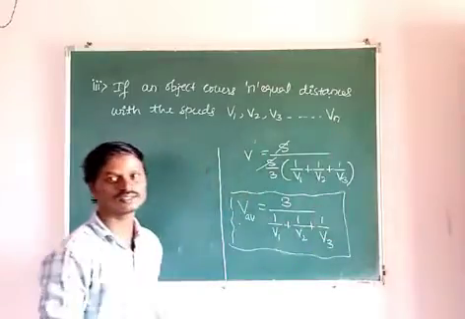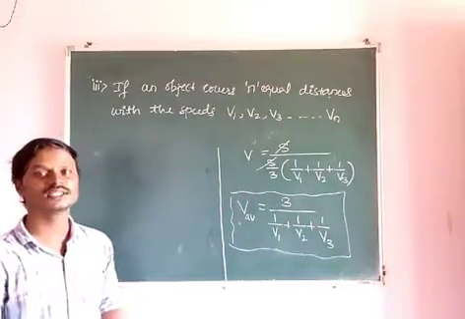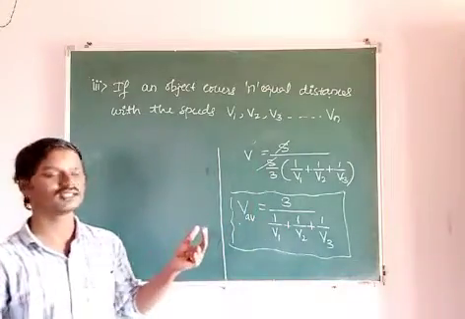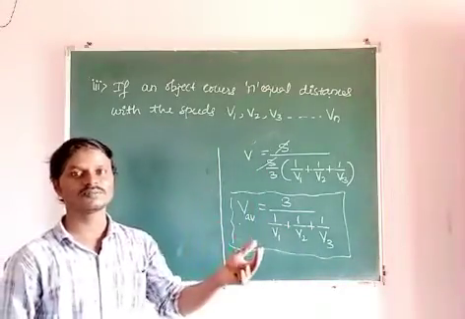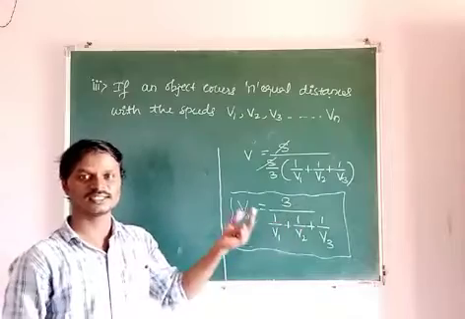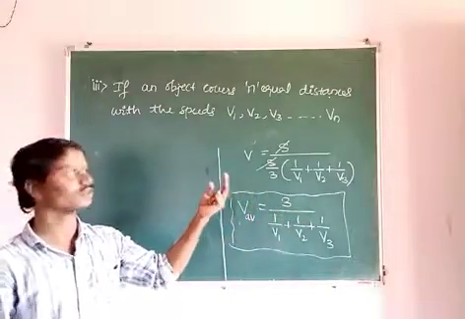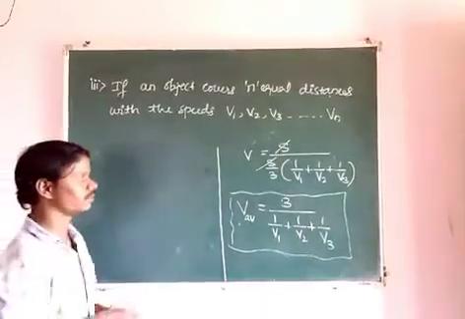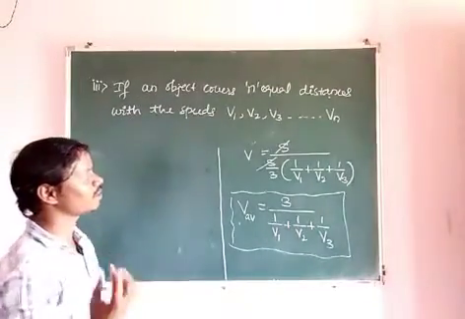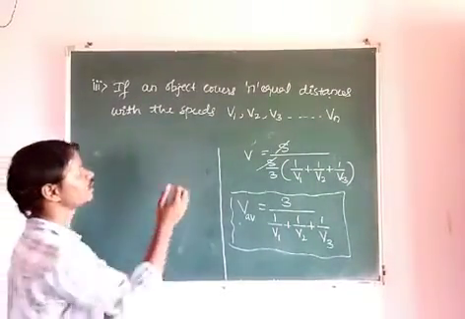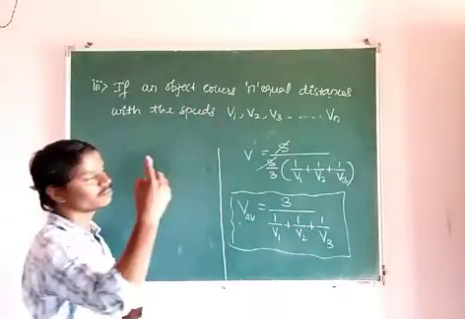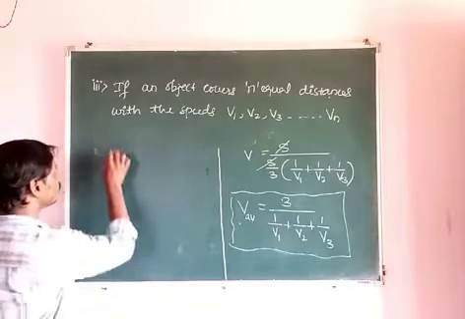Because here the total distance can be divided into how many equal parts? N number of equal parts. N number means here we can take 10 equal parts, 20 equal parts, 30 equal parts, whatever. But in general I will take n number of equal parts. Then what is the formula to find the average speed of the object if it covers n number of equal distances?